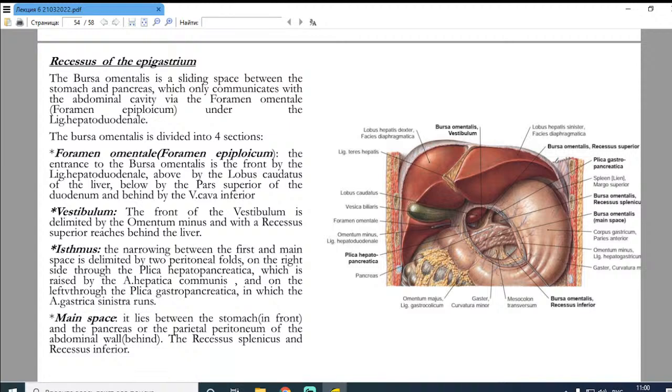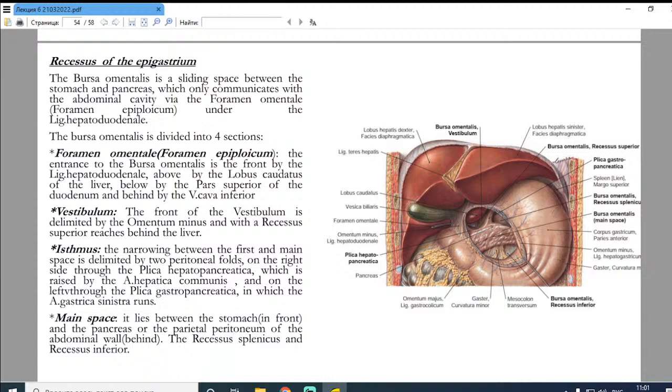This is the opened bursa. This is the foramen omentale. The bursa omentalis is a sliding space between the stomach and pancreas, which only communicates with the abdominal cavity via the foramen omentale.